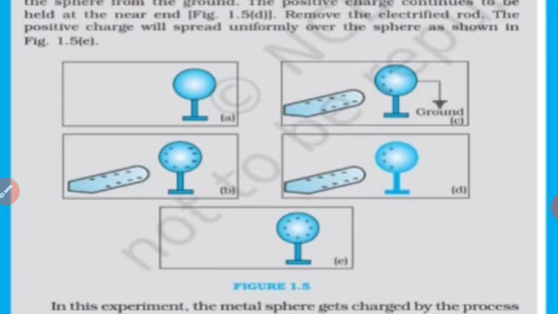Thus we have the glass rod, or sorry, it's not the glass rod, the rod with negative charge. It can be an ebonite rod with negative charges. When you hold the rod near the sphere for some time, positive charges come towards the closer end.